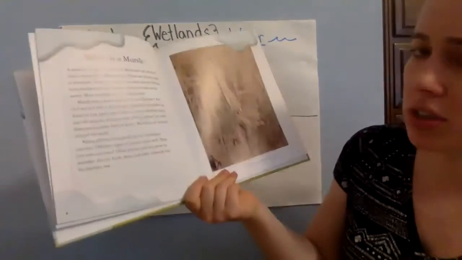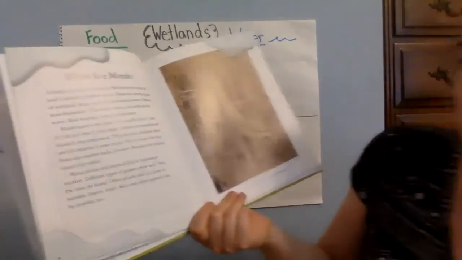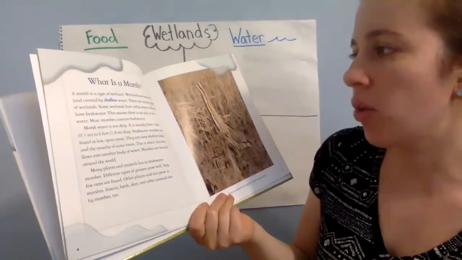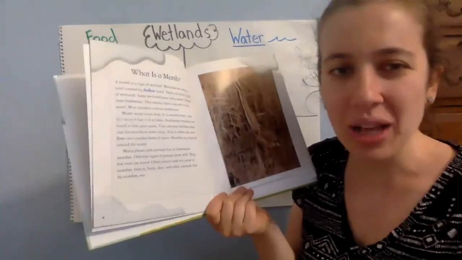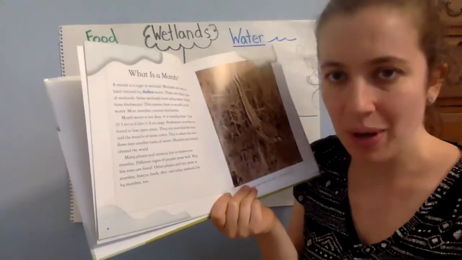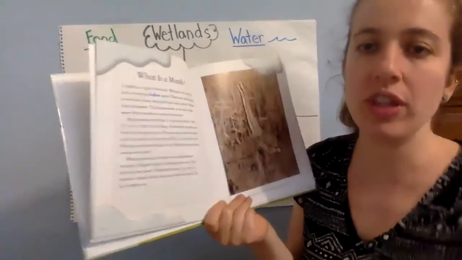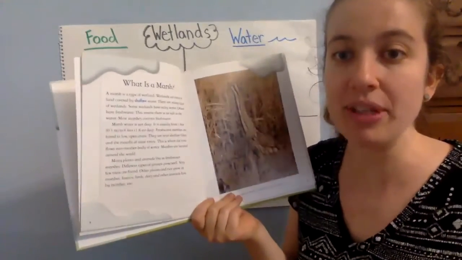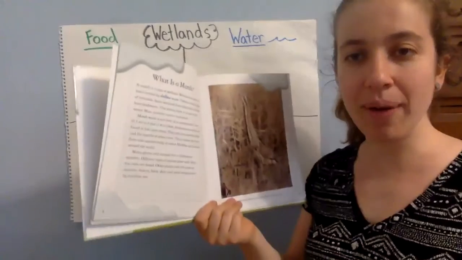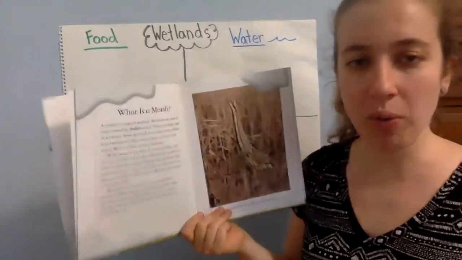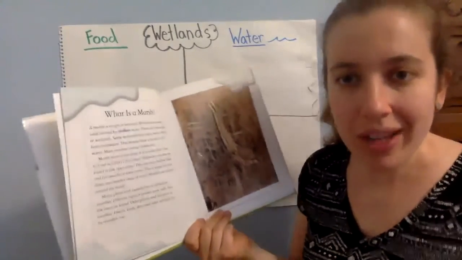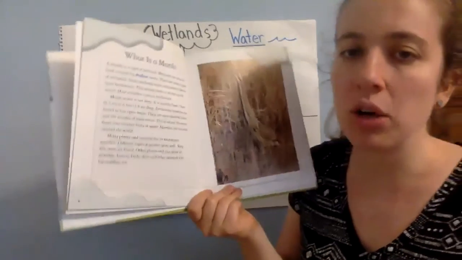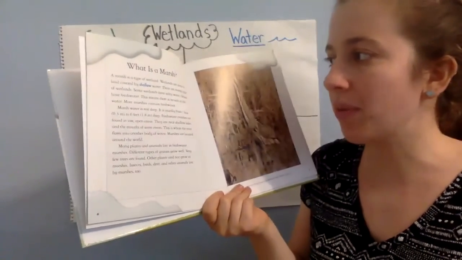What is a marsh? A marsh is a type of wetland. Wetlands are areas of land covered by shallow water. I know that shallow means not very deep. When I think of a swimming pool, there's usually the shallow end and the deep end. A lot of kids like to be in the shallow end because they can put their feet on the bottom and they can look around, they can walk around. The deep part is the part where it's hard to stand, right? So wetlands have shallow water. They have only a little bit of water.